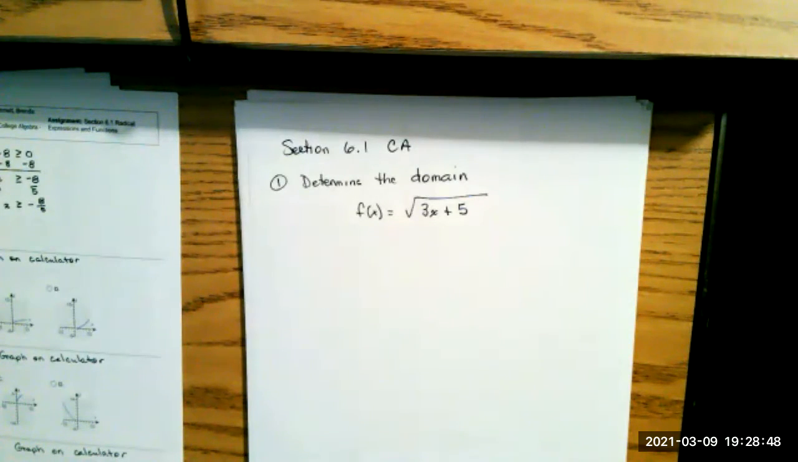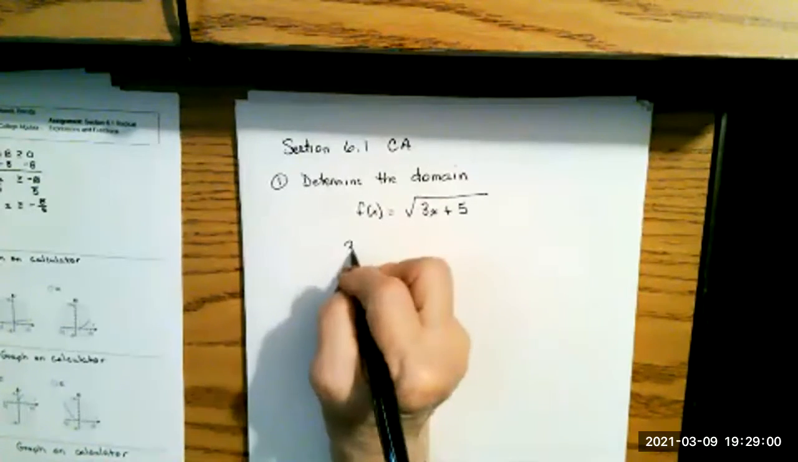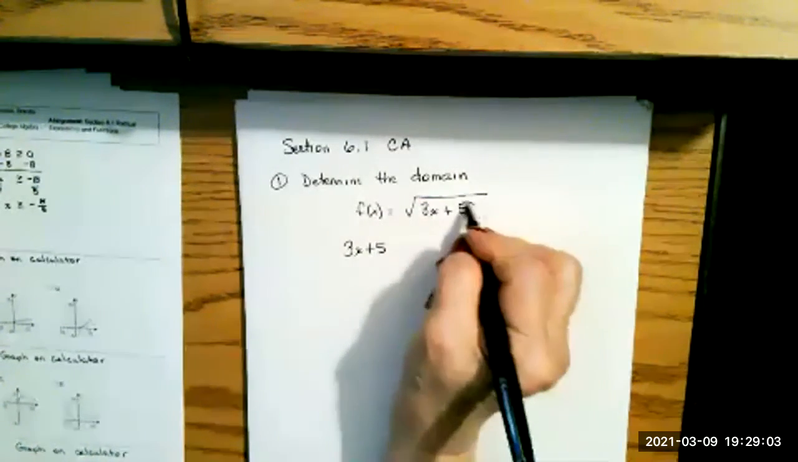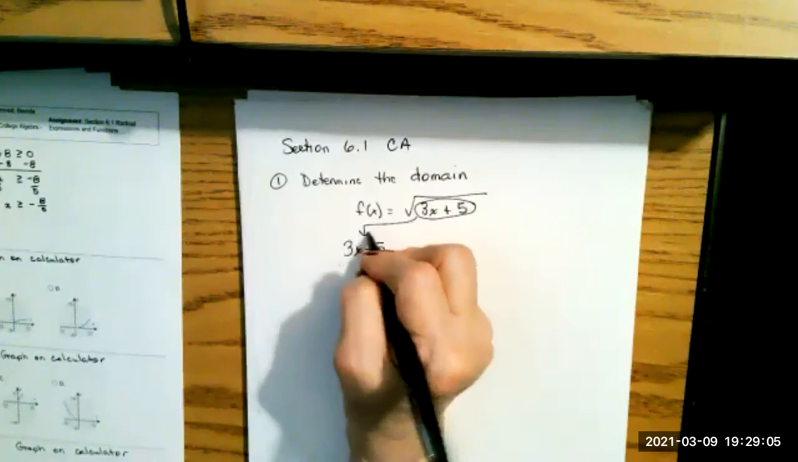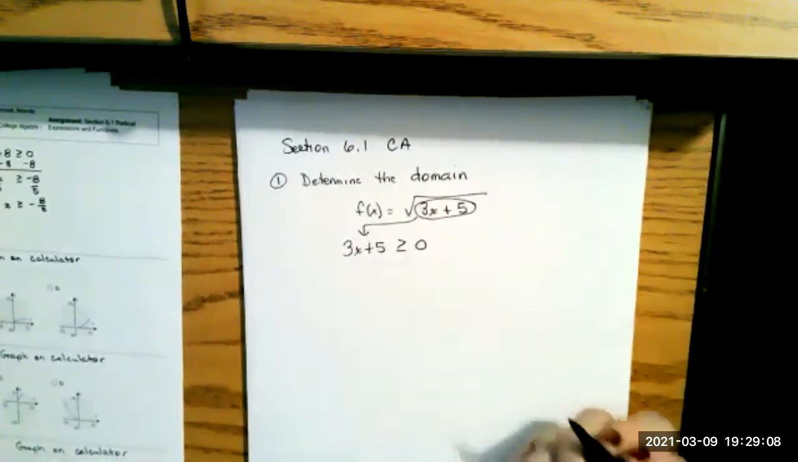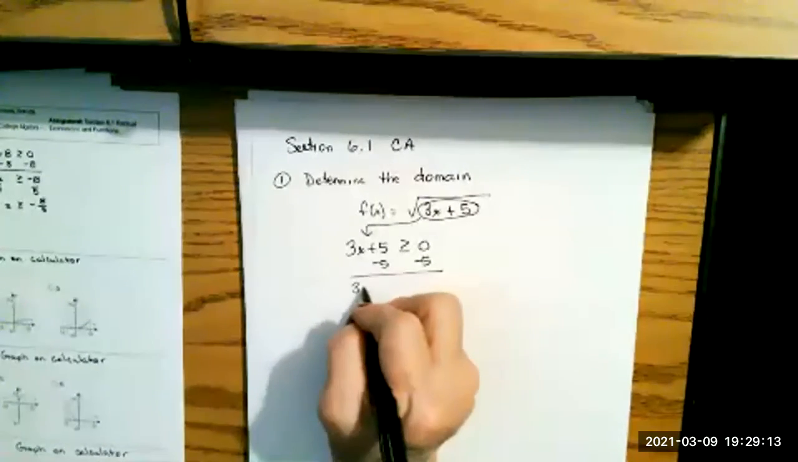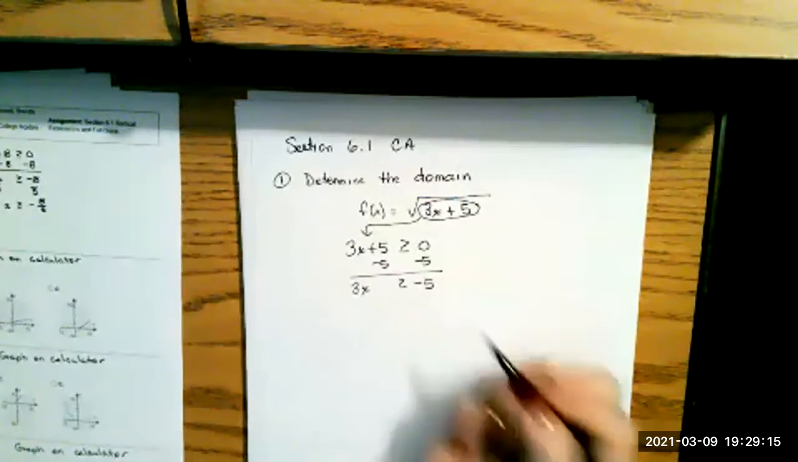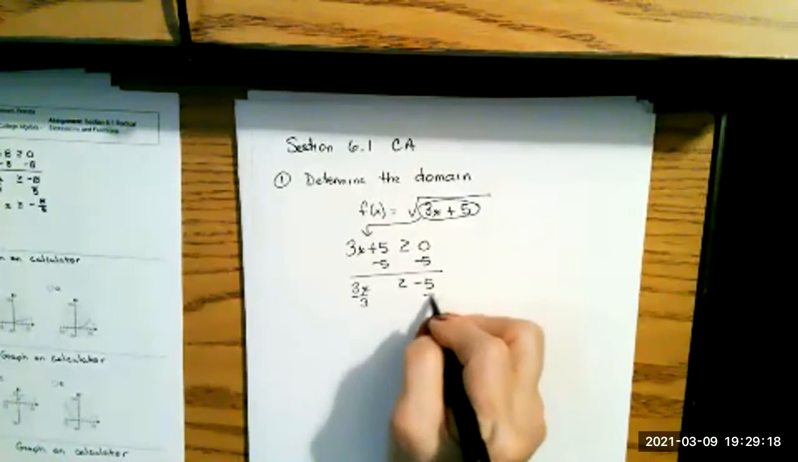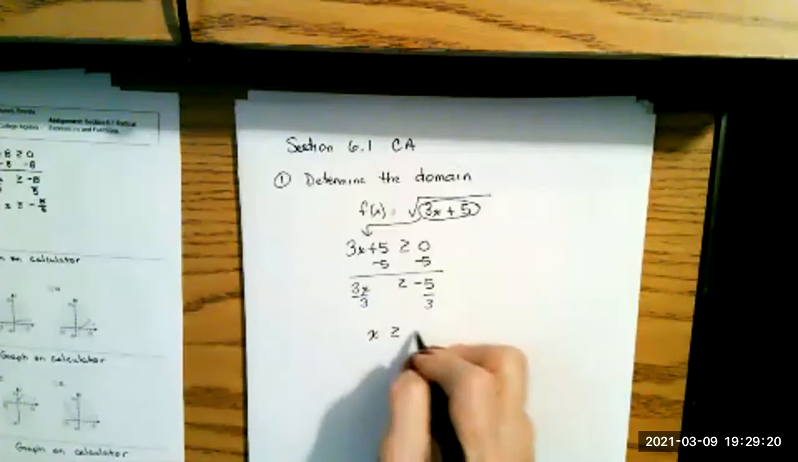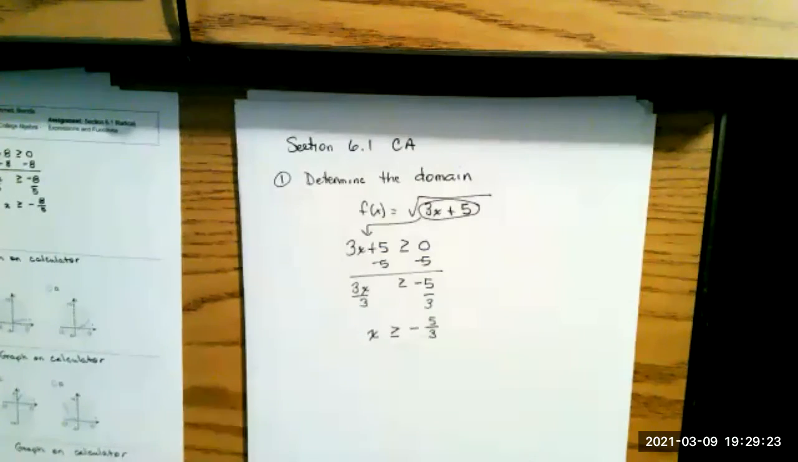So somebody tell me, what do I do? You're going to take that 3x plus 5 out from underneath there and set it greater than or equal to 0. Now subtract the 5 from both sides, and we have 3x is greater than or equal to -5. Divide out the 3, and we have x is greater than or equal to -5/3.